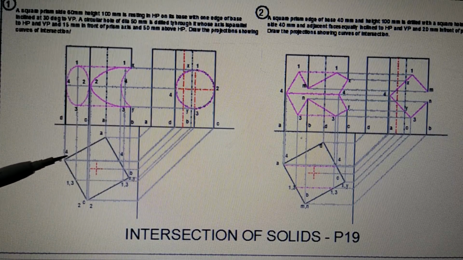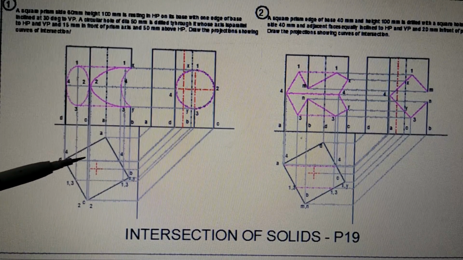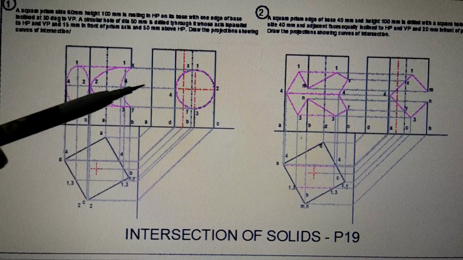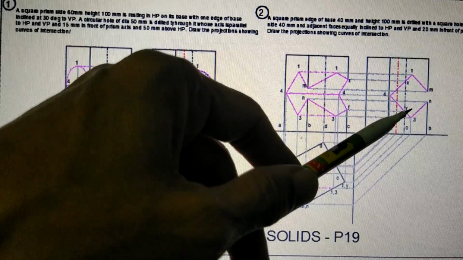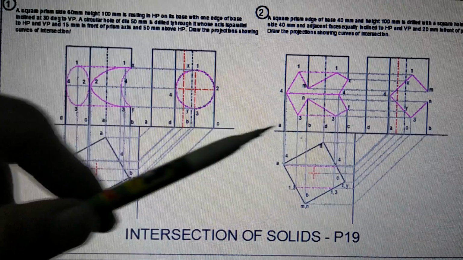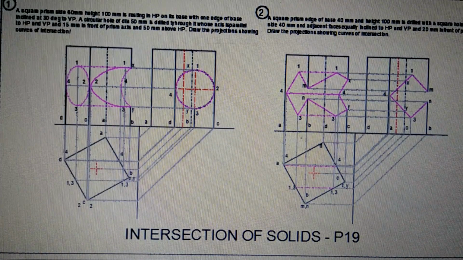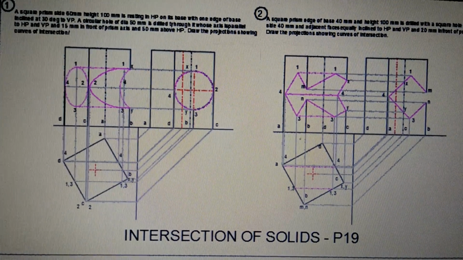In both these cases there is a square prism and this square prism is cut with a hole. In the first case there is a circular hole that is cut and in the second case there is a square hole that is cut. So we'll see both these problems one by one, starting with the first problem.